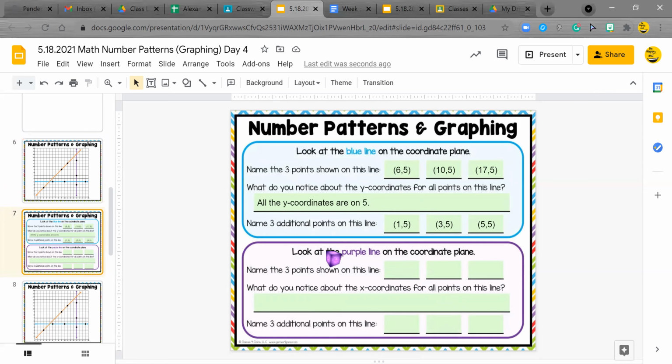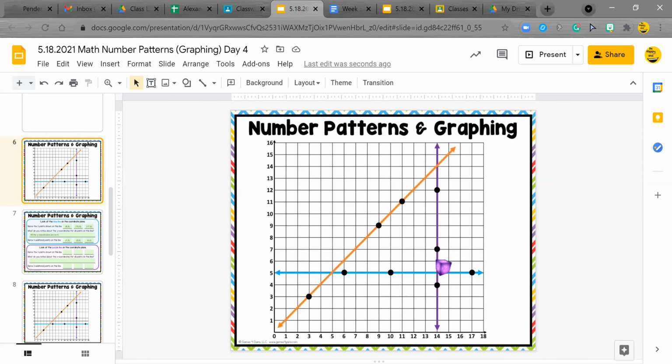So let's look at the purple line on the coordinate graph. See the purple? Let's name the 3 points shown on this line. Okay, so let's go. 14, 4. Again, I write in my ordered pairs 14, 4.